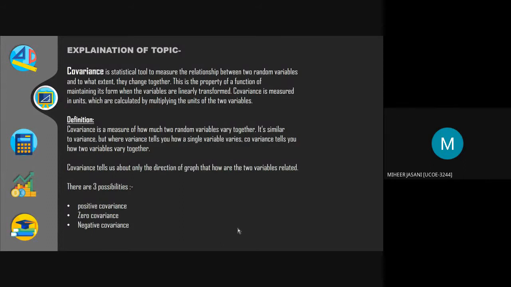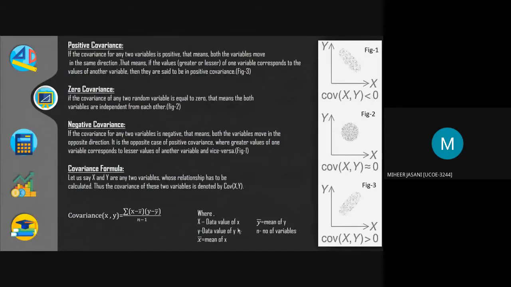Covariance is a measure of how much two random variables vary together. It is similar to variance, but where variance tells you how a single variable varies, covariance tells you how two variables vary together. Apart from the definition, covariance also tells about the direction of the graph and how the two variables are related. So mainly there are three possibilities. First, positive covariance. Second, zero covariance. Third, negative covariance. Let's understand these types in more detail.